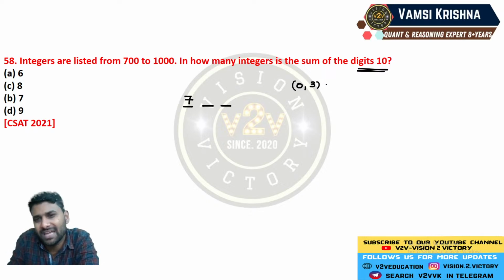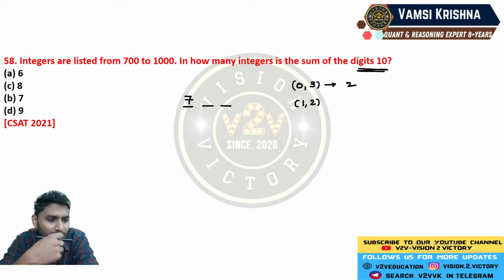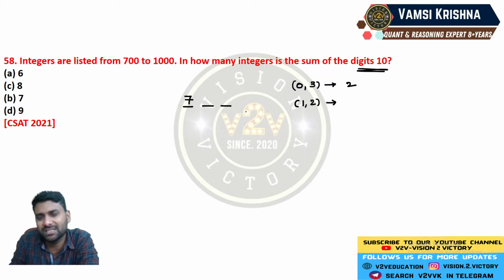Now with the help of 0 and 3, these two digits can be arranged in these two places in two ways, like 703 and 730. You can form two numbers. Next, with the help of 1 and 2, 1 plus 2 is equal to 3, and 3 plus 7 is equal to 10. So these two digits can be placed in these two places in two ways. Again, you get two different numbers, 712 and 721.